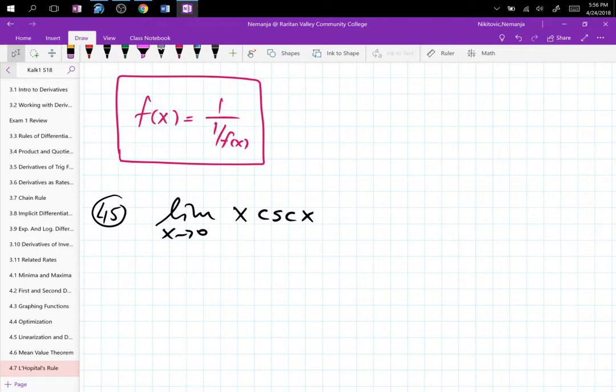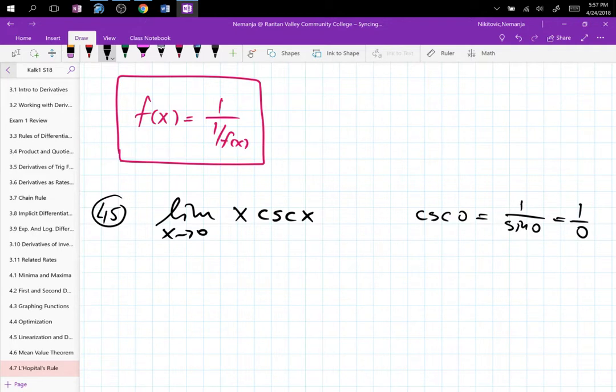Now you want to know whether this is 0 times infinity or not, right? So what we do is we first figure out what is the cosecant of 0. Cosecant of 0 is 1 over sine of 0, which gives you 1 over 0. So it seems that that piece is infinity.